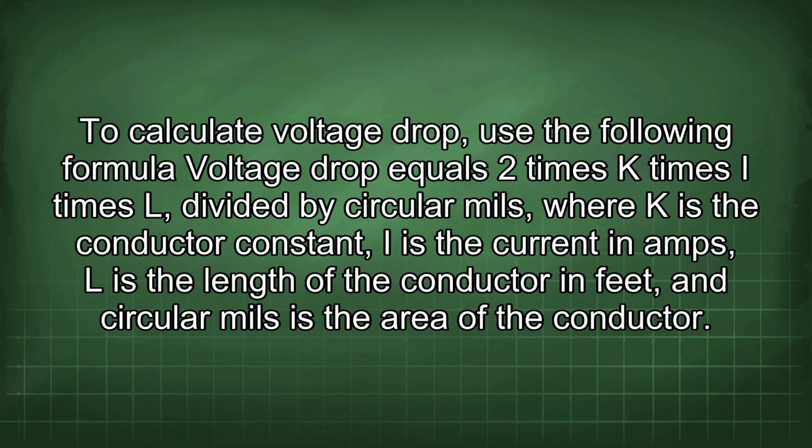To calculate voltage drop, use the following formula: voltage drop equals 2 times K times I times L divided by circular mils, where K is the conductor constant, I is the current in amps, L is the length of the conductor in feet, and circular mils is the area of the conductor.